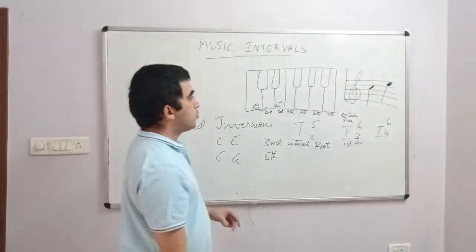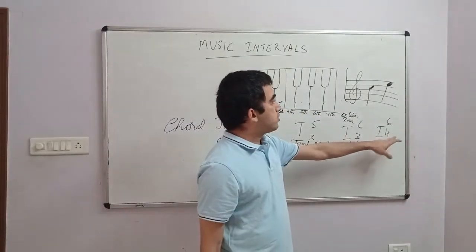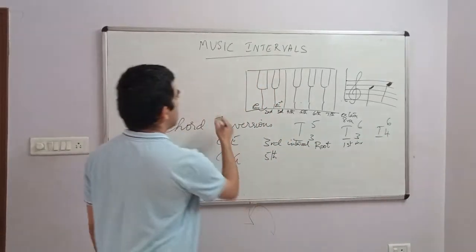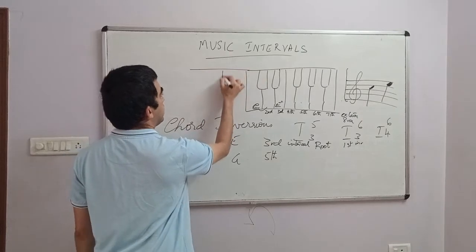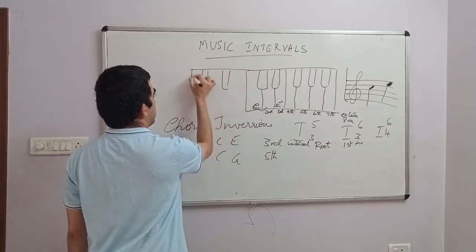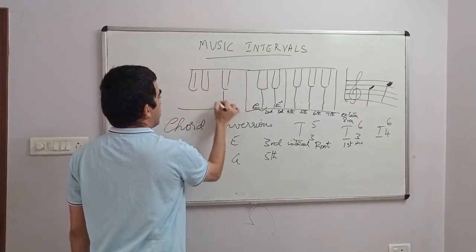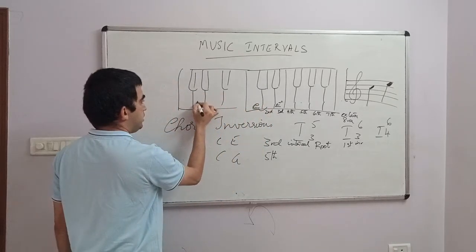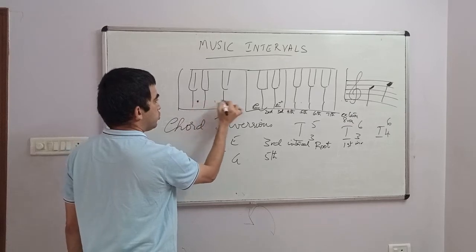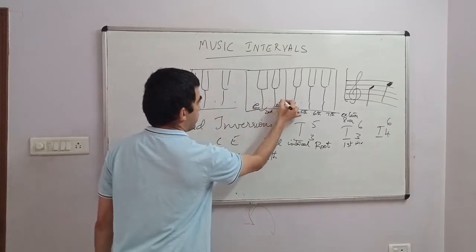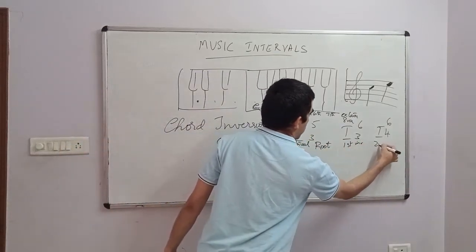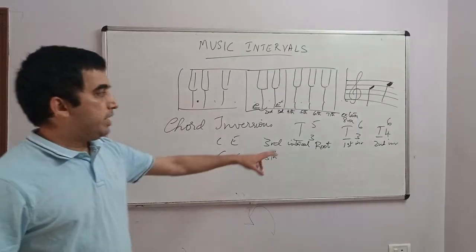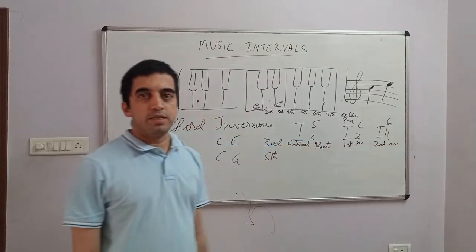Same way, if you go to 1 4 6, correct? So why is it 1 4 6? Again the same thing. If I extend this keyboard this side, to make it easy, you start from the G note. So 1, 1 2 3 4 5 6. So it is 1 4 6. Okay. So that is how the intervals are important for us to understand.